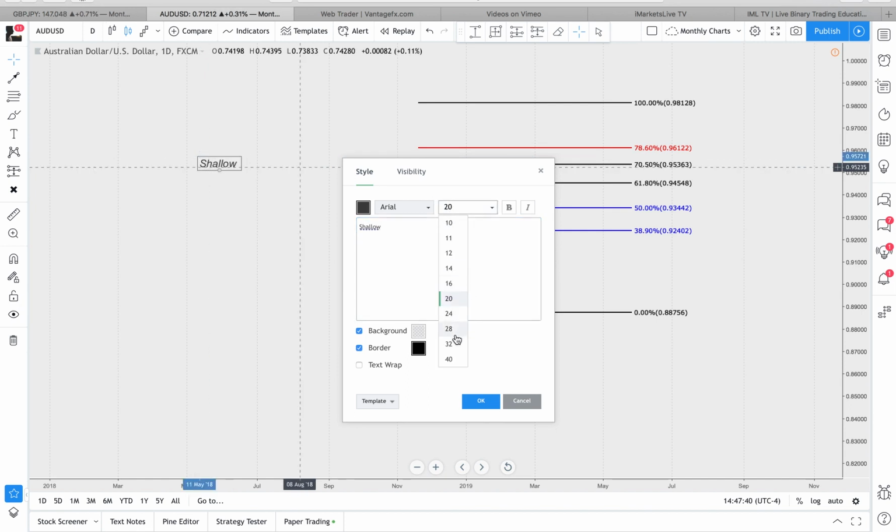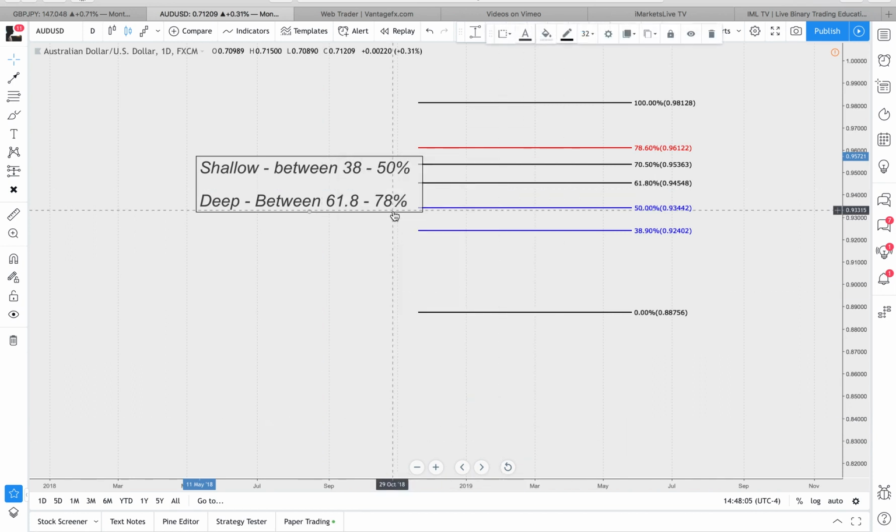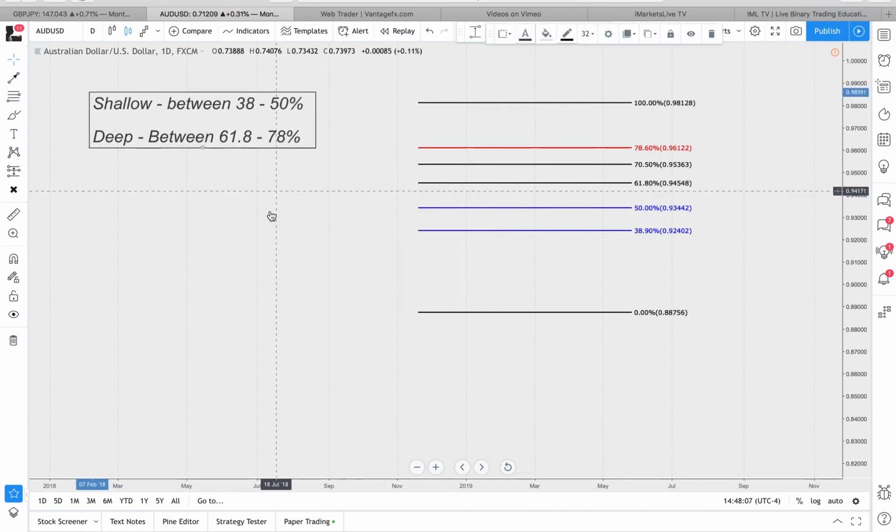Because remember, shallow retracements, let me make this font bigger. Shallow retracements fall between 38 to 50% on the fib. Deep retracements fall between 61.8 to 78% on the fib. So there's two really classifications of a retracement. And there's different ways to approach these retracements.